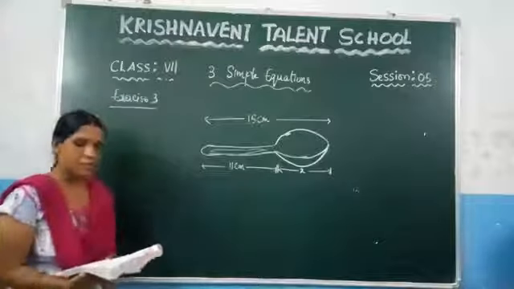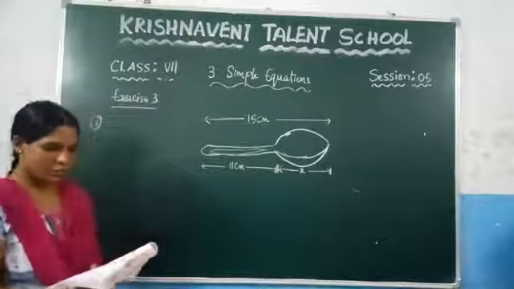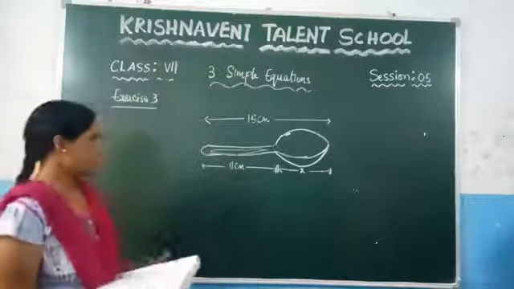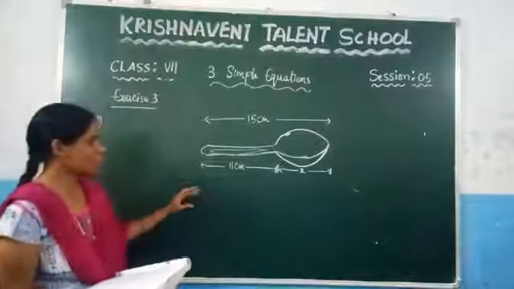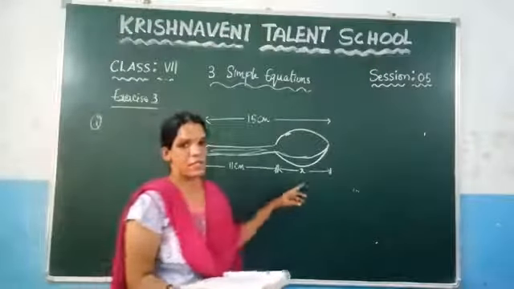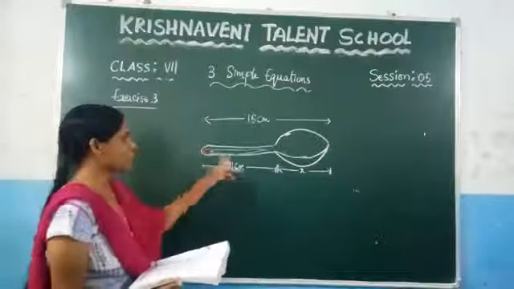Now we are going to solve exercise 3, first question. What is the question given here? Here they have given one figure, which is a spoon, and you need to find the value of x here. They have given the total length of the spoon.